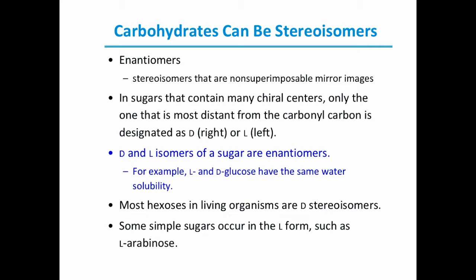Carbohydrates are stereoisomers. Now remember, enantiomers are stereoisomers that are non-superimposable mirror images. In sugars that contain many chiral centers, only the one that is most distant from the carbonyl carbon is designated as D or L. D and L isomers of a sugar are enantiomers, which means every chiral center is reversed in its enantiomer. Most hexoses in living organisms are D-stereoisomers, although some simple sugars can occur in the L form, such as L-arabinose.